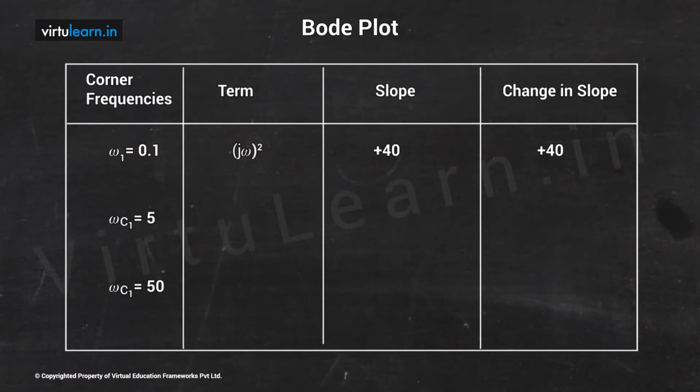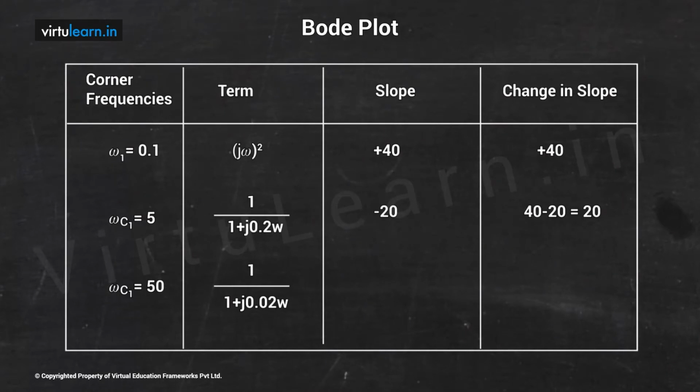So come down to the next corner frequency. Next corner frequency is 5. Now look at this corner frequency, whether it is a pole term or zero term. It is going to be a pole. Therefore you will have one pole there, minus 20. So already I have 40, now minus 20, it is going to be plus 20 dB per decade. Then next omega c2, which is 50, and the corresponding term is again a pole, one finite pole. Therefore again I will get minus 20 dB per decade for this one pole. Then already plus 20 is there, minus 20, the result is going to be 0 dB per decade. So this way I can prepare the table.